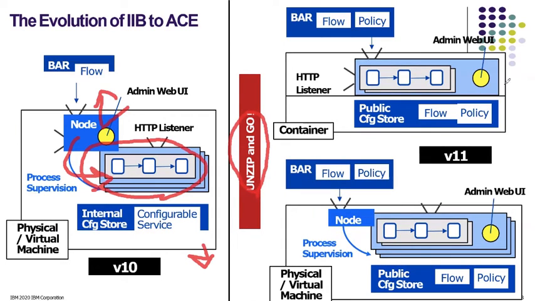So that is the evolution of IIB to ACE. This will help you to move your applications onto the cloud much easier. It provides containerization. This particular ACE can be deployed onto a container, or also can be deployed onto a physical machine or a virtual machine which are available there. So that is your evolution of IIB to your ACE.